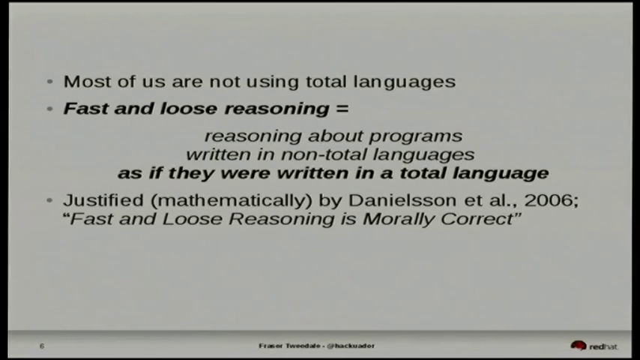There's a concept called fast and loose reasoning, which says that we should reason about programs as though they were written in a total language, even though they're not. And this was justified mathematically by Danielsson et al. in 2006 in a paper called Fast and Loose Reasoning is Morally Correct.